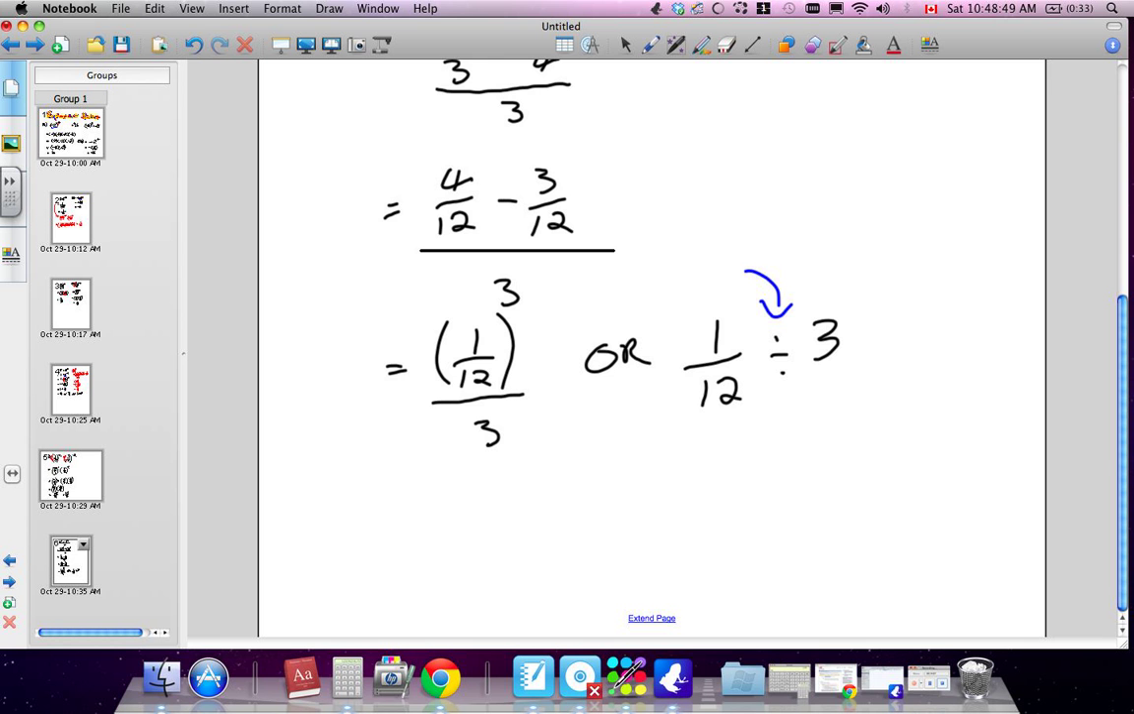So anytime you get something like this, a fraction divided by maybe even another fraction or a number, write it in this form. It's a little easier to read, right? Because we can rewrite it any way we like.